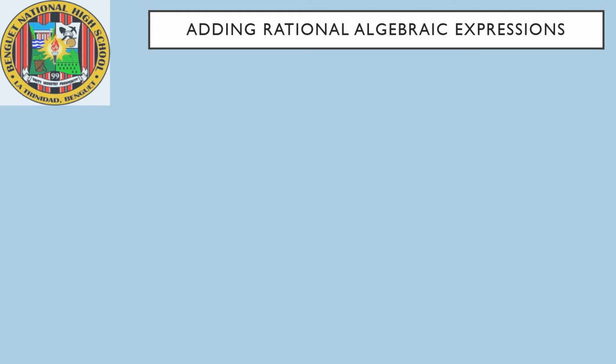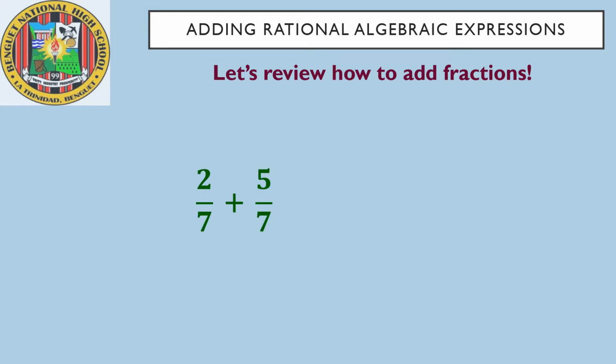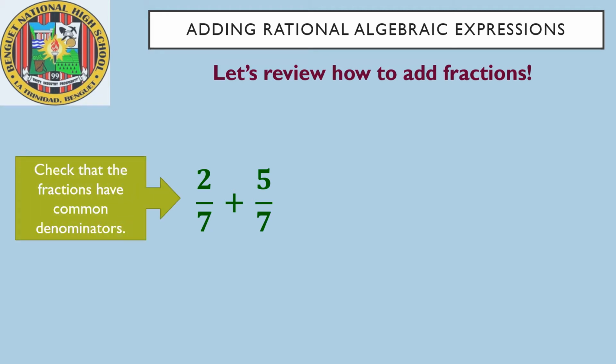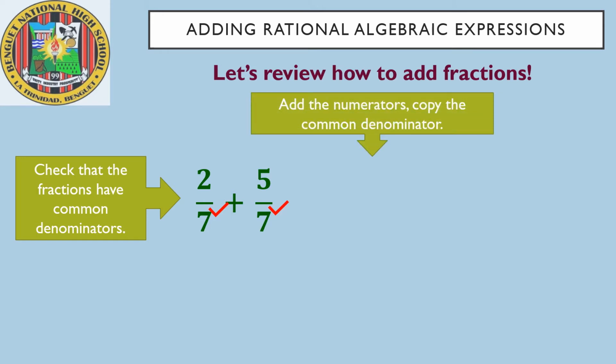Just like the previous lessons we've had on rational algebraic expressions, we begin the lesson with a review on how to add fractions. Given the fractions 2/7 and 5/7, we add them by first checking if the fractions have common denominators. Both fractions have 7 as a denominator, so we continue by adding the numerators, then copying the common denominator. Thus, we add 2 and 5 to get 7/7, which, when simplified, results in 1.